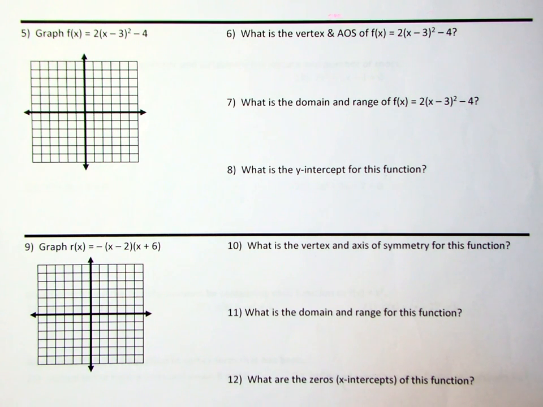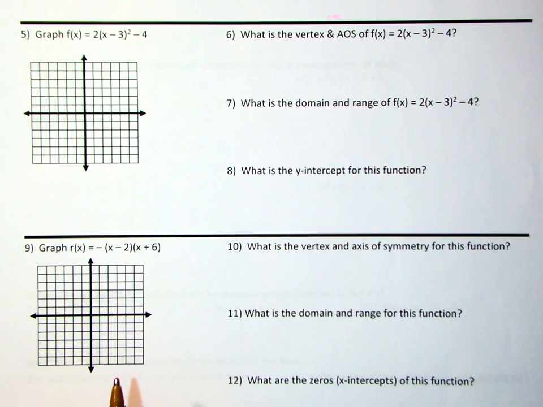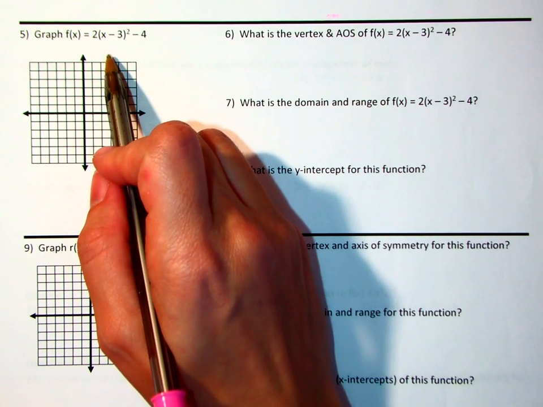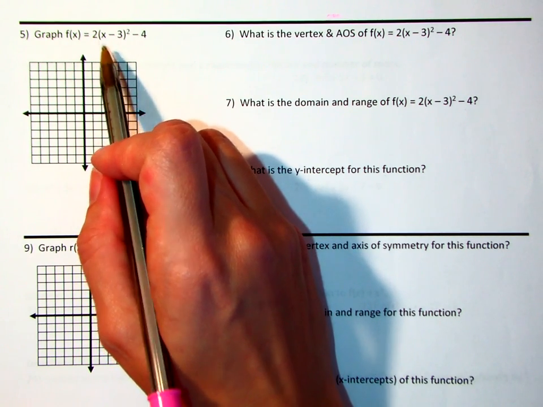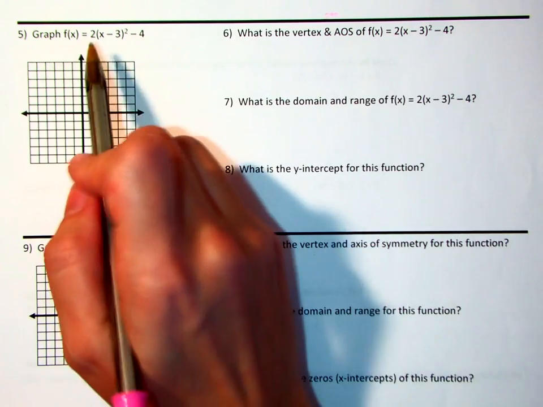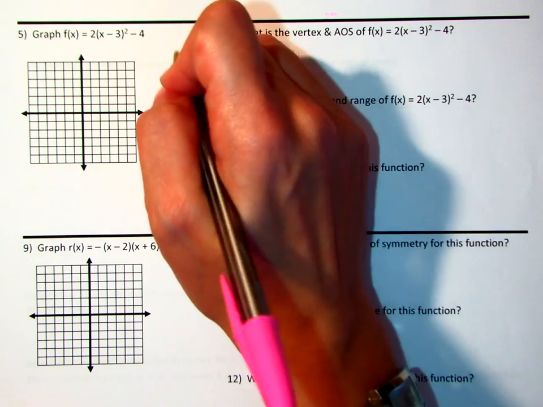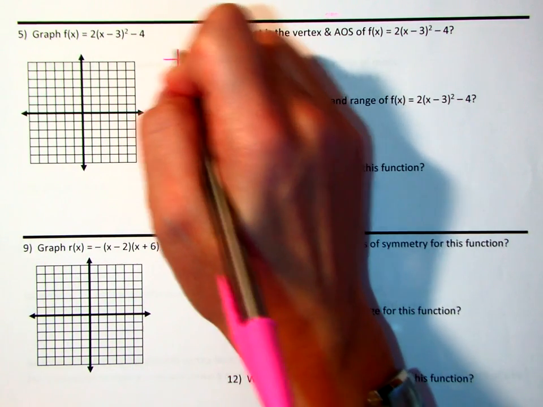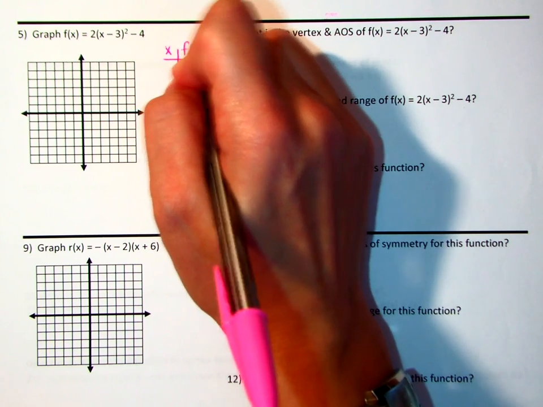This is the Unit 1B study guide for the quiz, numbers 5 through 8. So we're starting with our vertex form now. The previous question we did standard form. This is now vertex form. And we want to look first for our vertex because that's what we want to put in the middle of our table here. So we have x and f of x.